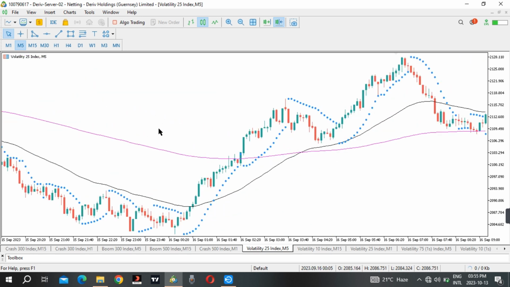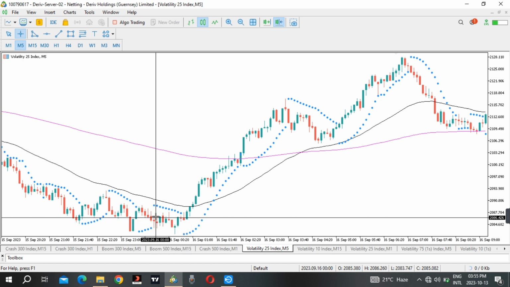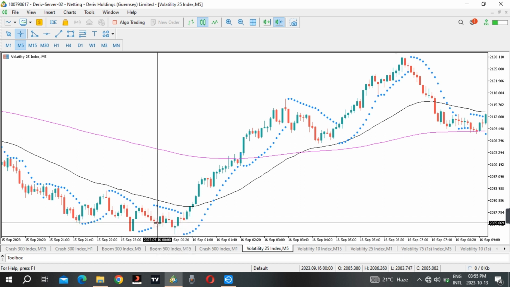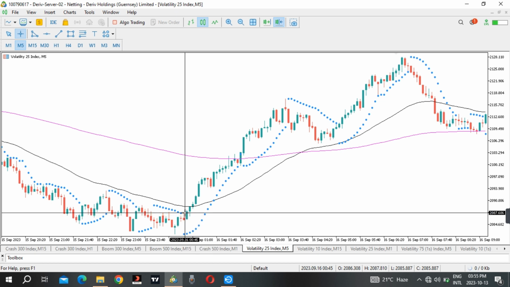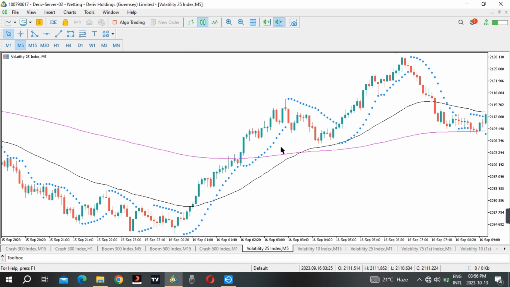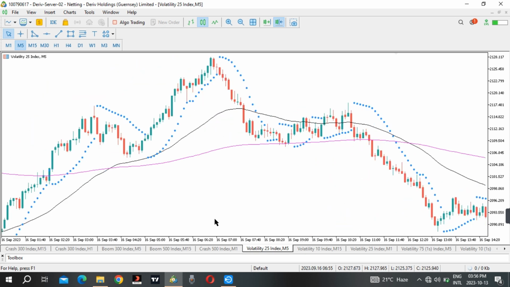Let's use this as an example over here. Our parabolic SAR dot appeared over here. This was the first dot that appeared, so you'd have entered somewhere over here. That's our entry, and as you can see, the parabolic SAR dot appears here. You can see that the distance between our entry point and our exit point is very small, meaning that our stop loss is going to be very low and our take profit is going to be very high. You can even use this strategy to grow a small account.